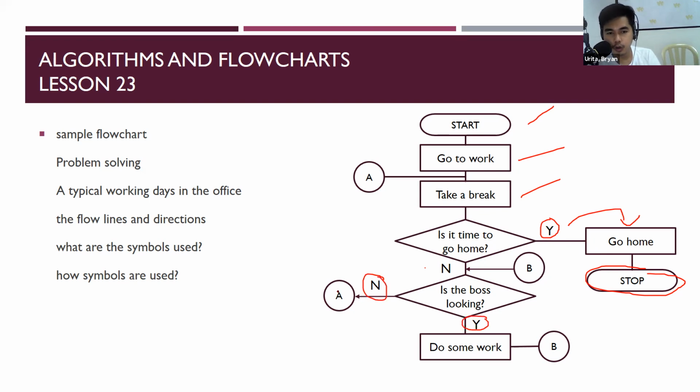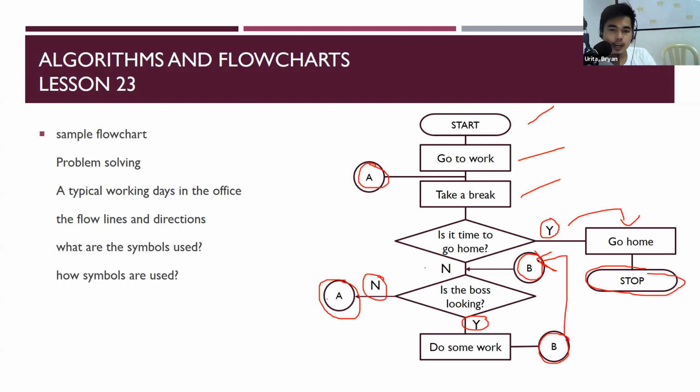Yes or no. If no, yan, you're going to the next step, which is A. Again, this A represents a connection from this point to this point. So if the boss is looking, no, then you take a break. Kasi the boss is not looking. And then, is it time to go home? No. Is the boss looking? Yes. Do some work. And then B. So B, B. Ibig sabihin, connected yan dito. Okay? So B, B. Is the boss looking? Paulit-ulit. Diba? Is the boss looking? Yes. Do some work. Pag no, okay, take a break. And then until it stops. Okay? When it's already time to go home.